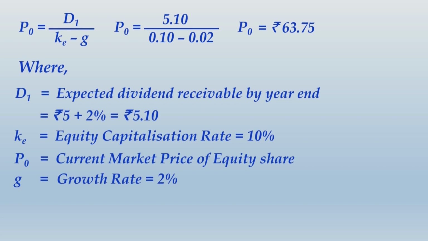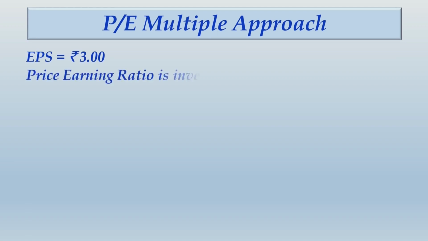Alright friends, after writing up the answer for the first part, let us move ahead and use the PE multiple approach for answering the second part. In the second part, they have asked you to use two approaches, the PE multiple approach and the earnings growth model. So earnings per share is given as rupees 3.